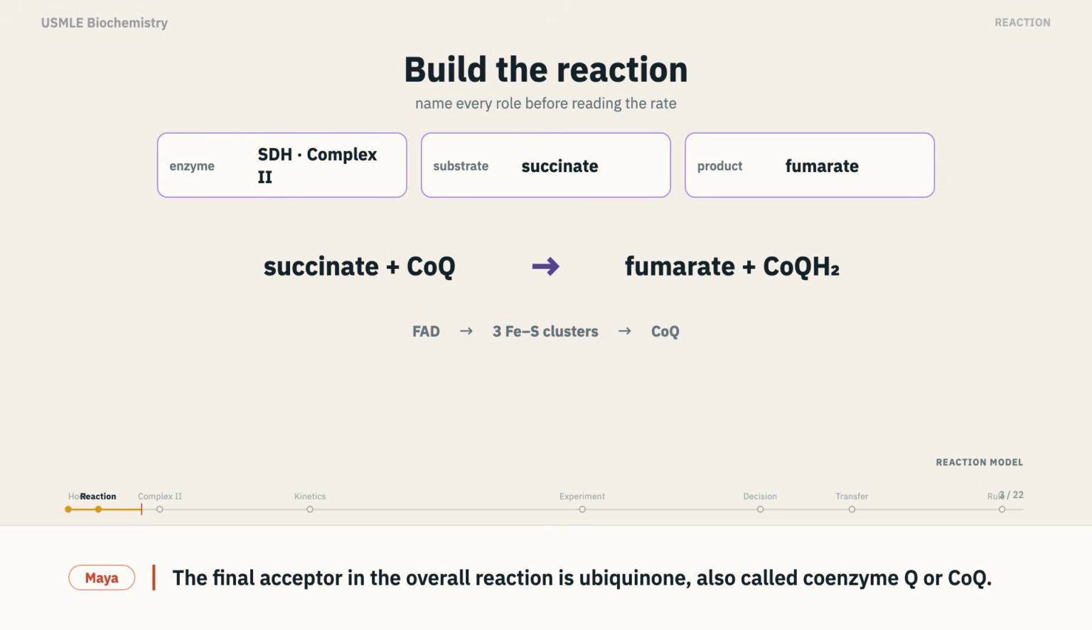The final acceptor in the overall reaction is ubiquinone, also called coenzyme Q. Coenzyme Q is a lipid-soluble electron carrier in the inner mitochondrial membrane. After it accepts electrons and protons, it becomes ubiquinol, coenzyme QH2. Then the overall reaction is succinate plus coenzyme Q becoming fumarate plus coenzyme QH2. One carbon reaction and one electron transfer path occur in the same protein complex.